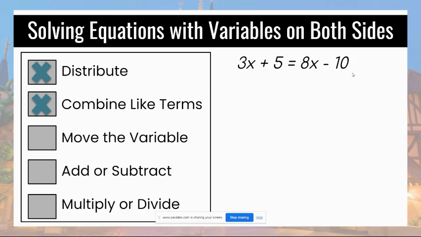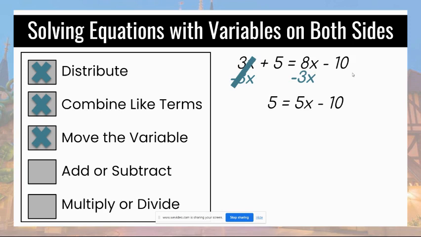Now, when we move the variable, we always want to move the smaller variable. So the smaller one between 3x and 8x is the 3x. It's a positive 3x, so I'm going to subtract 3x from both sides. Positive 3x and negative 3x will cancel. 8x minus 3x is 5x, so I'm left with 5 is equal to 5x minus 10.